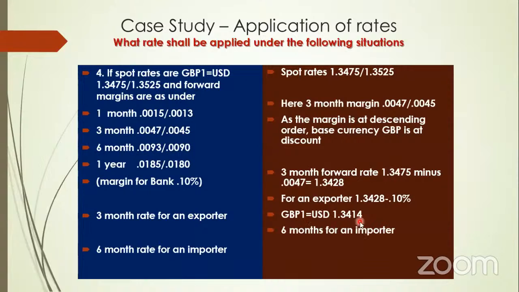Now we'll go to this side. 1.3525. 6 months, you go to this side. 0090. Don't add, deduct. This is the starting rate, the spot rate. Minus. Now you have a discount. Discount means minus 0090. 1435 you will get. And again, for an importer, 0.10 will be added. So you add 0.10 and get 1.3448.